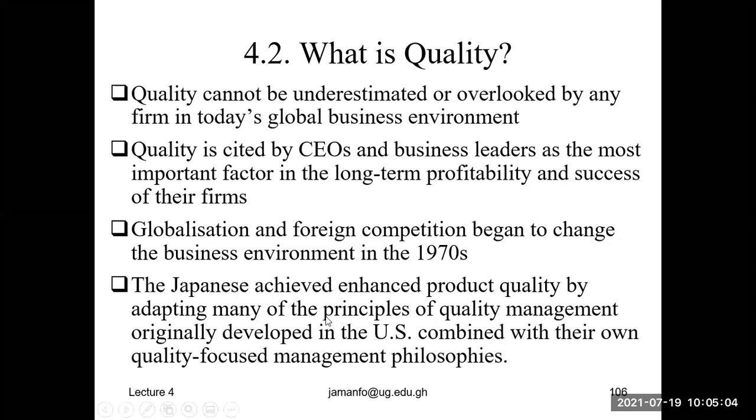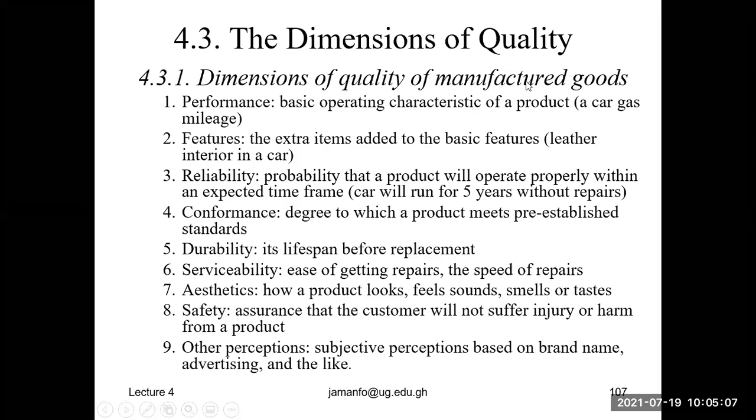So if we say a product is of good quality, these are the dimensions, just like Priscilla said. Okay, so 1, performance. And performance here, we are referring to the basic operating characteristics of the product. So the product should be able to perform the basic function. And in terms of a car, we can look at the mileage.